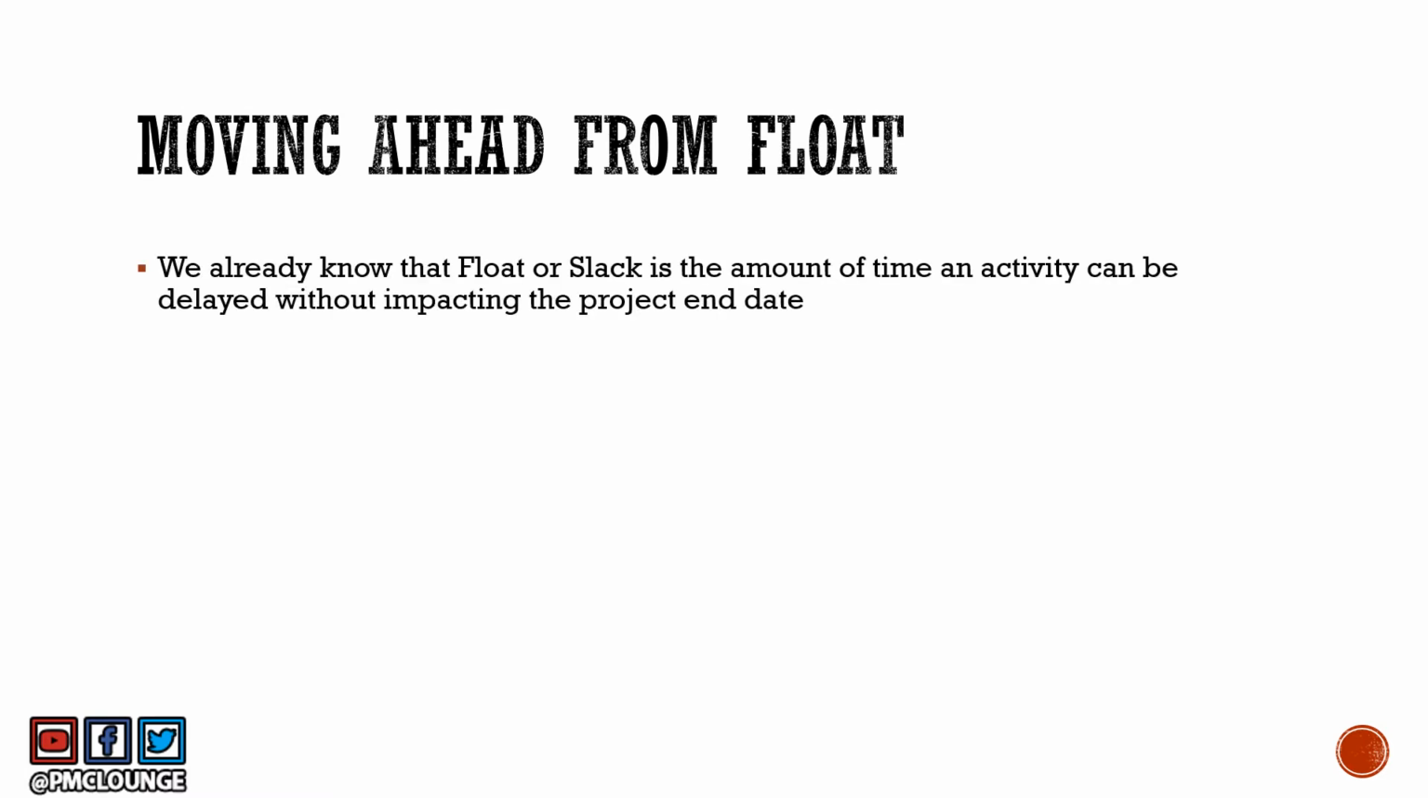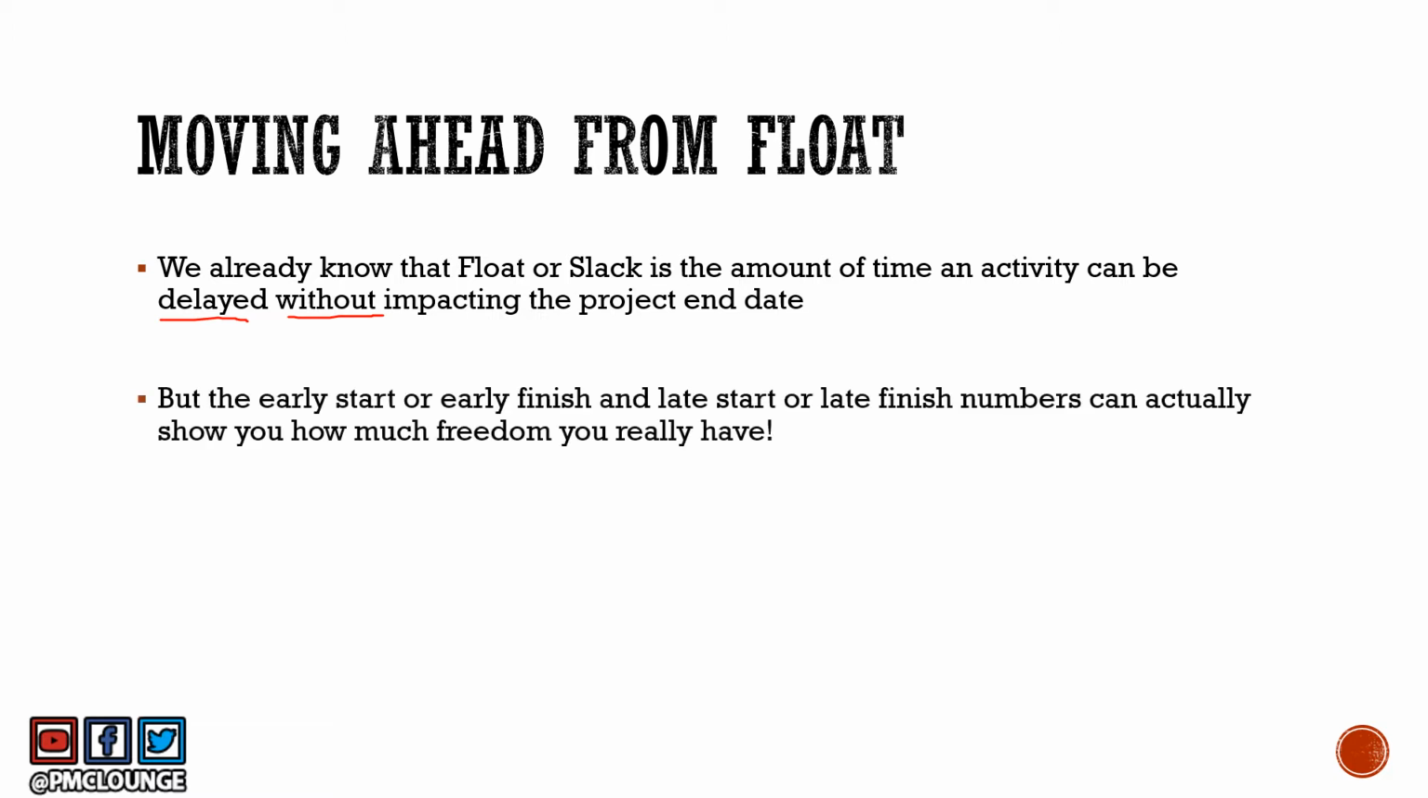So float, you already know that it is the amount of time an activity can be delayed without impacting the project end date. You already know that from the float video that we did. Now, early start, early finish, late start, late finish, these are the numbers that are actually going to show you how much freedom you really have. What do I mean by that? You'll understand that further in the example when we calculate them. But just understand that these numbers are going to show you what freedom you really have within your activities.